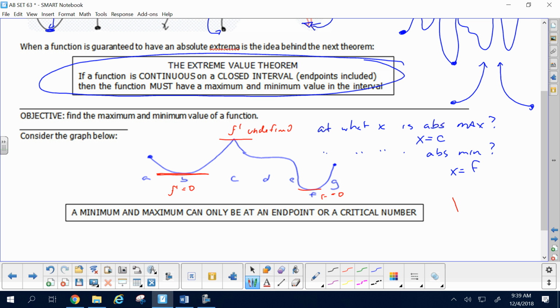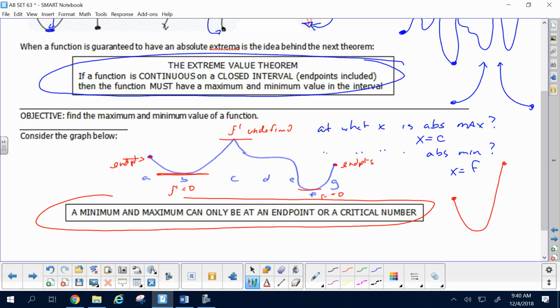But I also have the possibility of ending at a point. And so these endpoints are also places where the absolute extrema can happen. But the good news is that those are the only two places where you can have an absolute extrema. If you look for an absolute min and a max, you only have to look in one of two places. It's either an endpoint or a critical point. That's it. It can't be something else.